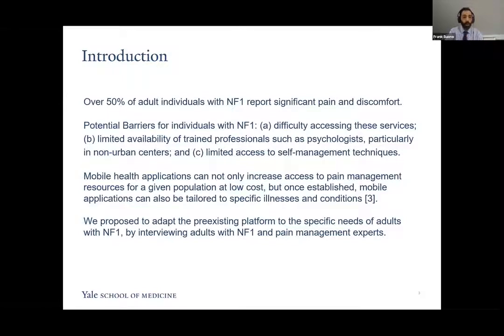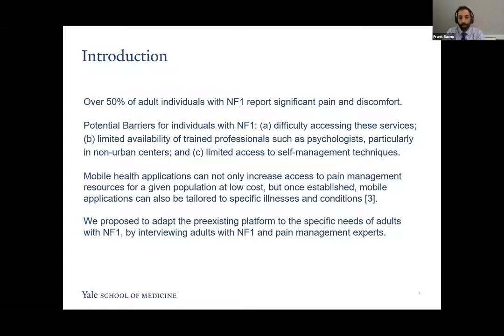As we know, about 50% of all adult individuals with NF are reporting significant pain and discomfort. And in newly published research, it showed 70% of individuals with NF are suffering from some form of pain.